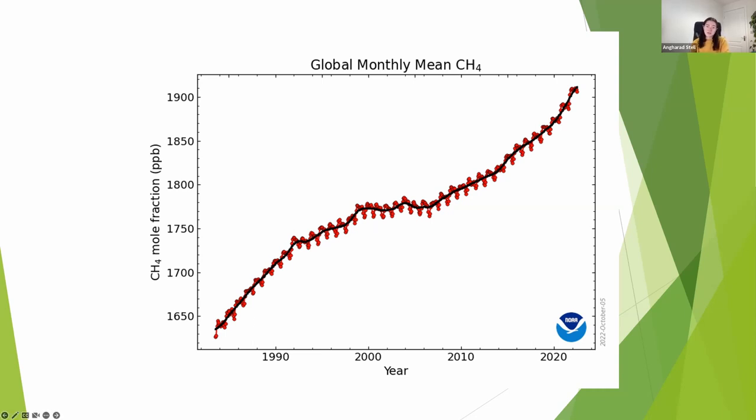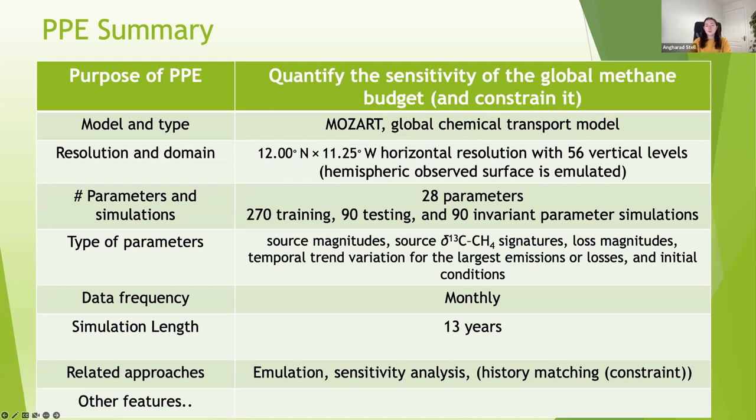So loads of different studies have looked into what the cause of this change in growth rate could be. And we actually end up with a lot of different, almost contradictory solutions, with several studies suggesting different sources or the sink of methane. So there's clearly quite a lot of work to be done to make sure that we can do accurate global modeling studies and have adequate uncertainty quantification. So in order to have a look at this, we created a perturbed parameter ensemble for the MOZART model, which is a global chemical transport model.